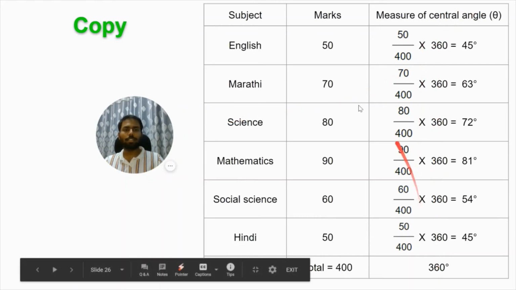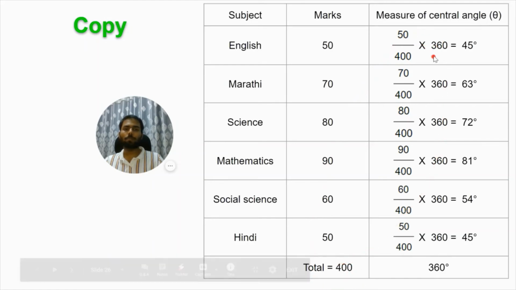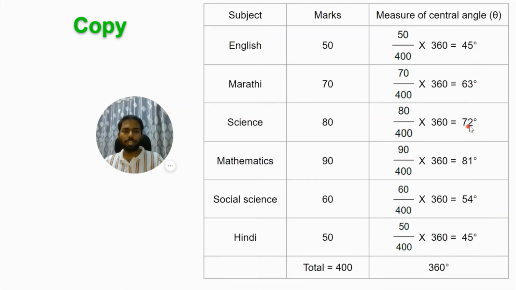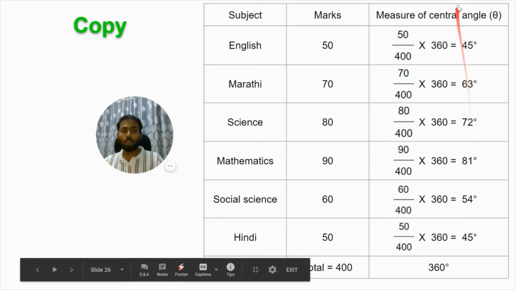Next step was to make the measure of central angle column, and you find the central angle. How do you find the central angle? Just take the marks divided by total marks and multiply by 360. Check whether you have got these central angles: first should be 45, 63, 72, 81, 54 and 45. You also have to add them all and check whether you get 360 or not. If it's not coming 360, it means you have made some mistake somewhere.